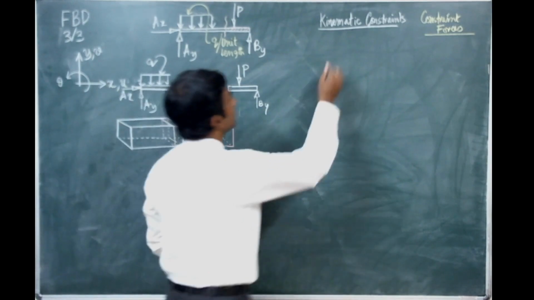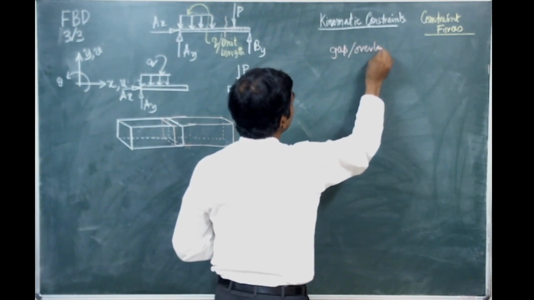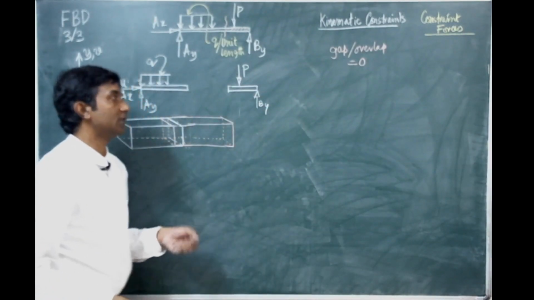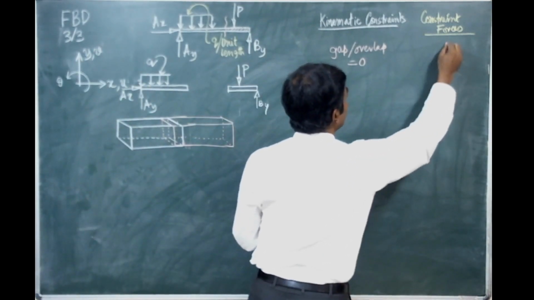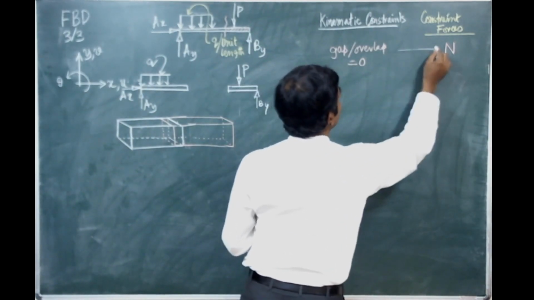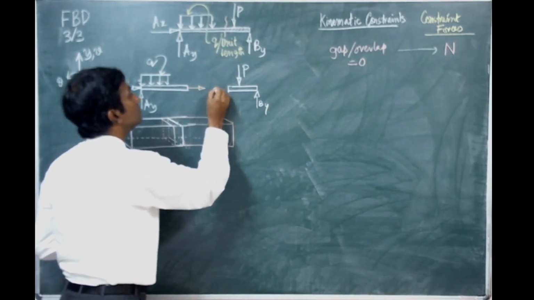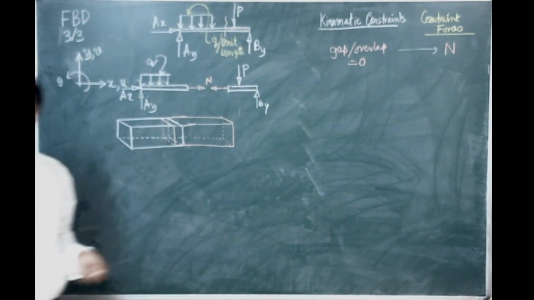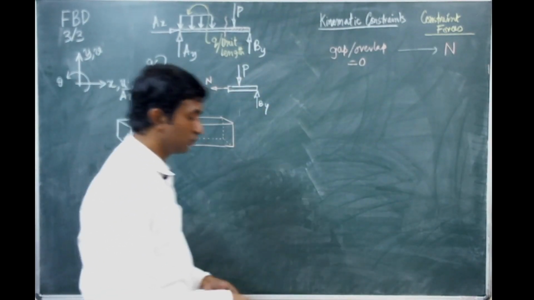So you see, gap or lap should be 0. That is the kinematic constraint. And who is going to take care of that? We assume that the normal, the axial direction, some force N. So let us draw this one. Okay. So once this kinematic constraint is identified, you identify the conjugate constraint forces.